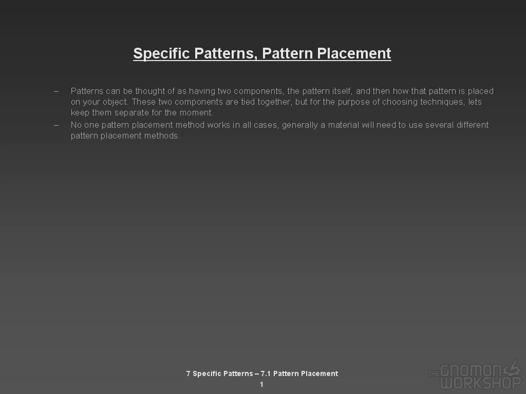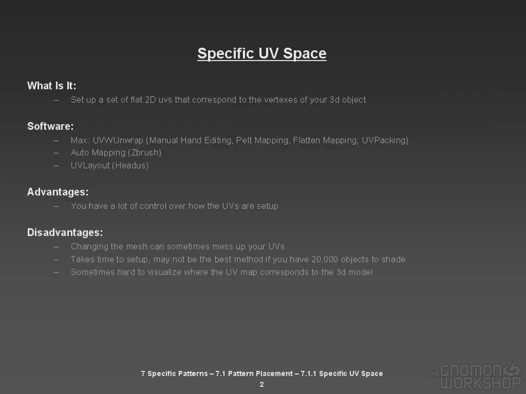So now let's talk about specific pattern placement. And there's a whole new set of ways of placing your patterns when you want to do specific patterns. So first there is specific UV space. And this is when you set up a set of flat 2D UVs that correspond to the vertexes of your 3D object, and then use this to project your texture onto that object.